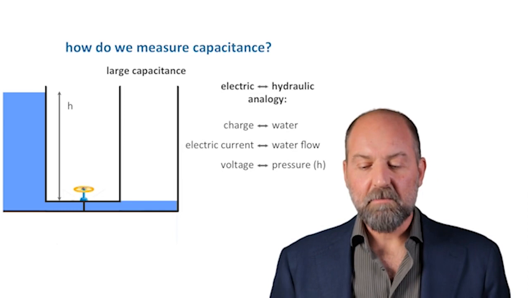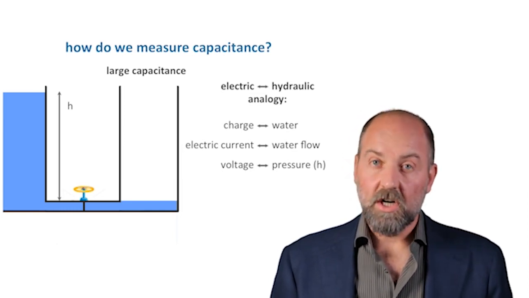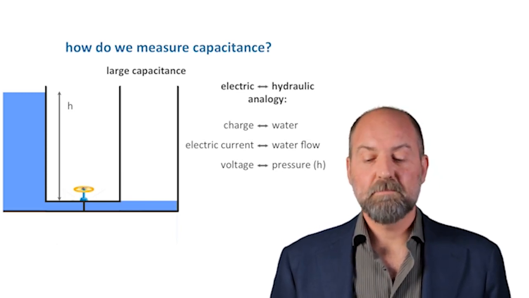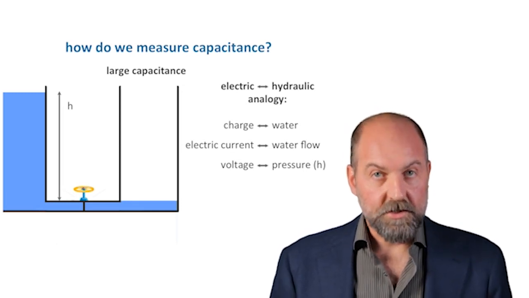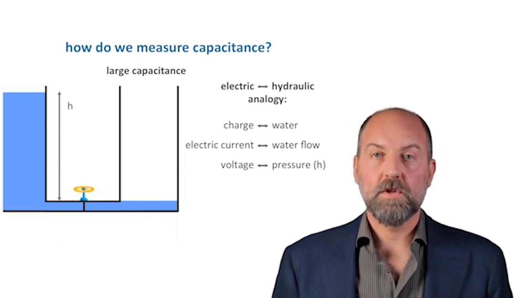In that case, rather than of charge, we may think of water. And so the electric current becomes water flow. And what we refer to as voltage in electric phenomena becomes, of course, pressure, which is the driving force for water movement.